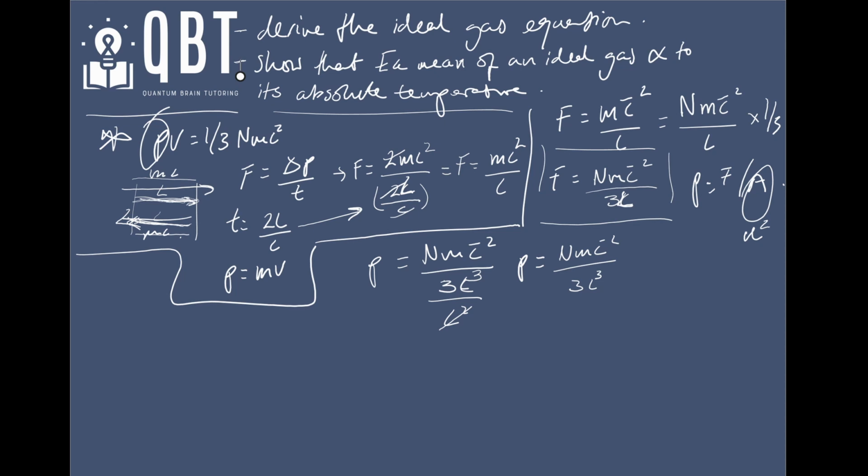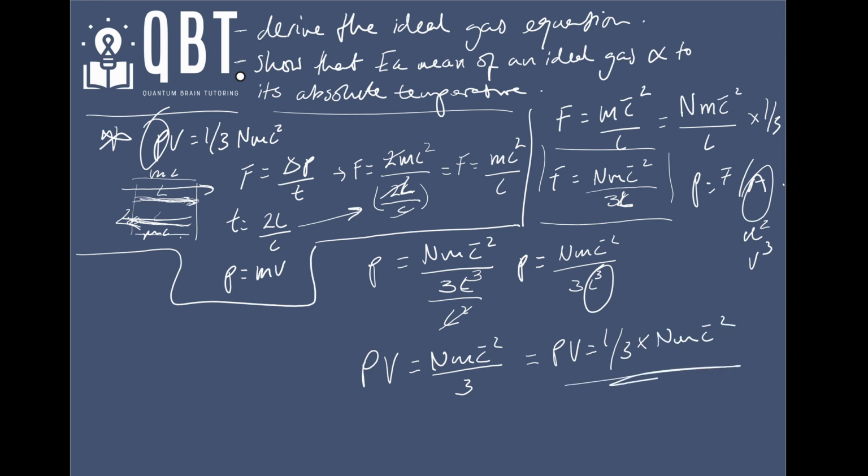Okay, and then we're going to assume that L cubed is equal to volume, and we know that because volume is measured in cubic units. So we can say that PV is equal to N m c_rms squared over 3, which is exactly the same as PV is equal to a third times N m c_rms squared. And that is how we derive our ideal gas equation.